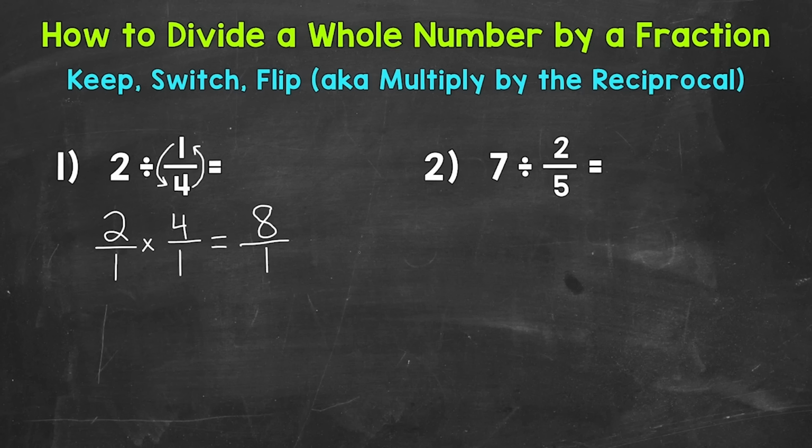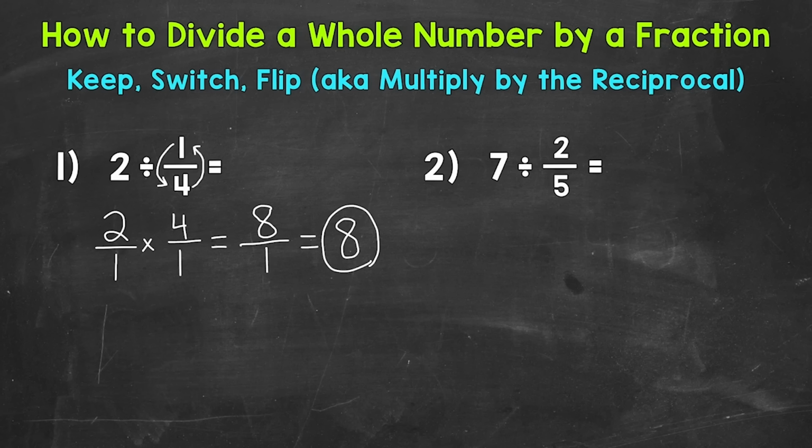So we get to the answer of 8 over 1, which is an improper fraction, so we do not want to leave it like that. This is going to be 8. Our final answer is 8. 2 divided by 1/4 equals 8. Let's move on to number 2, where we have 7 divided by 2/5.